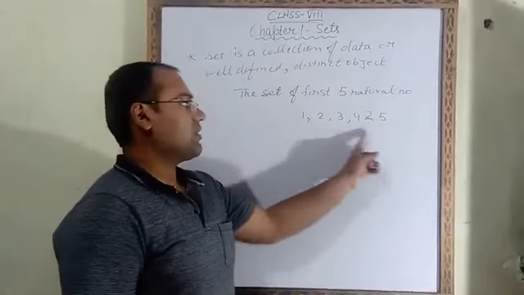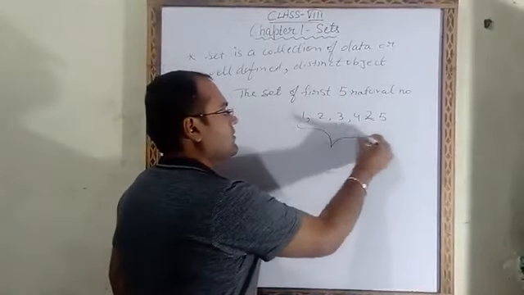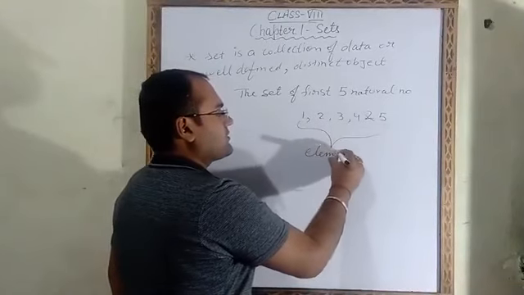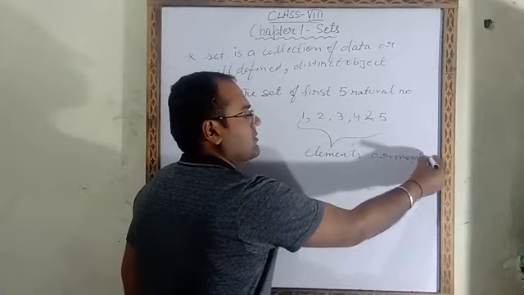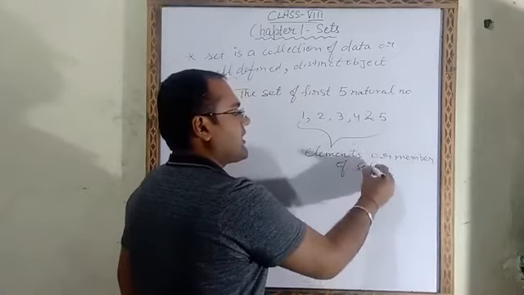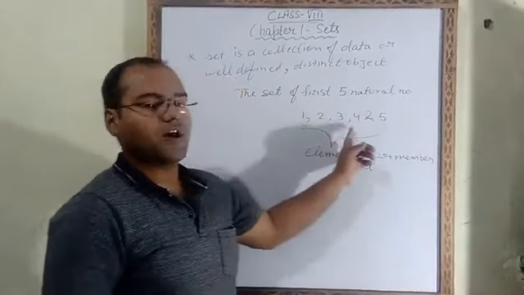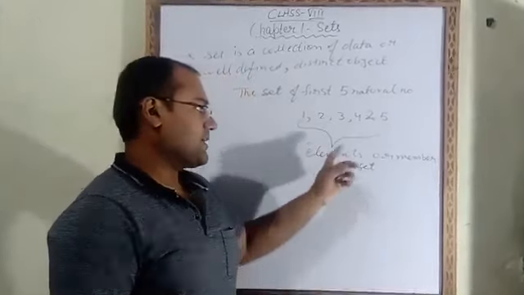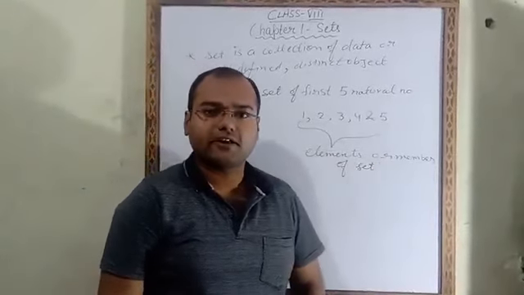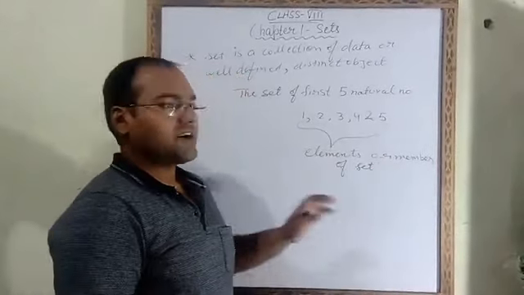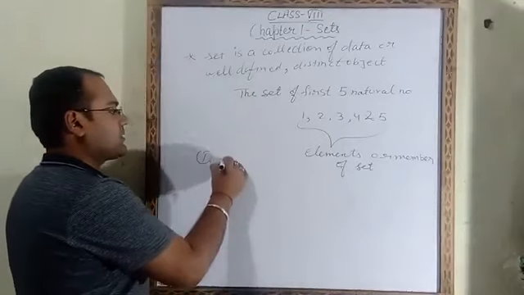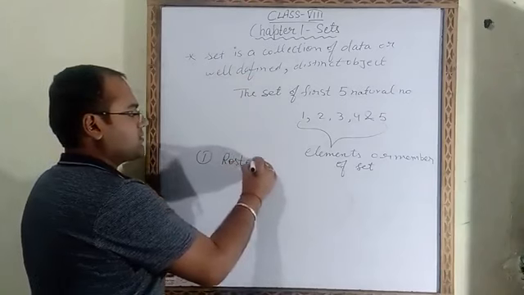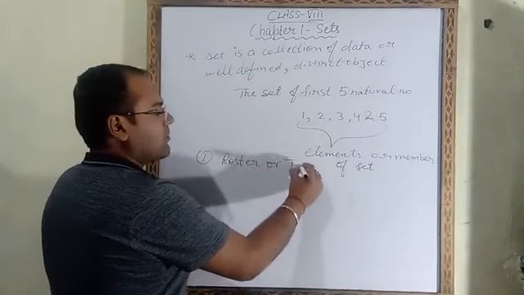So these all numbers are called the elements or member of set. These all 5 numbers are called elements or member of set. Now to represent the set there are two methods. The first method is roster method or tabular method.